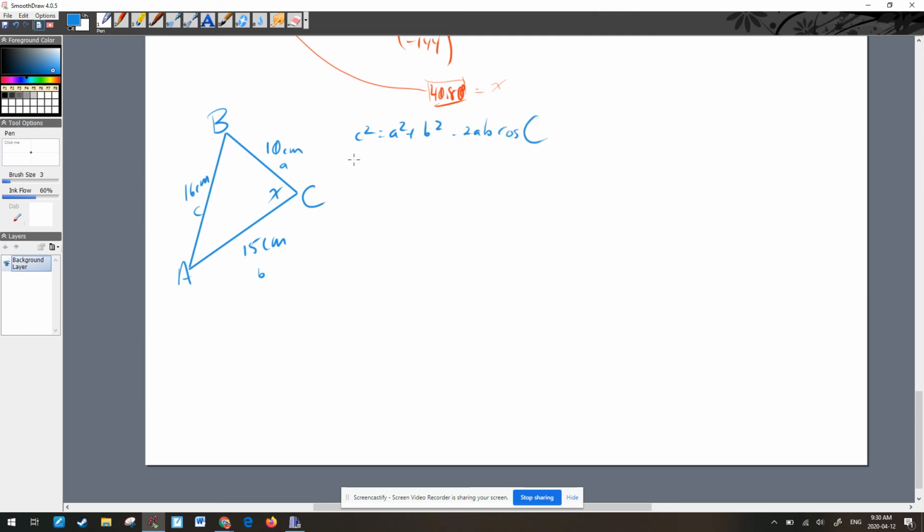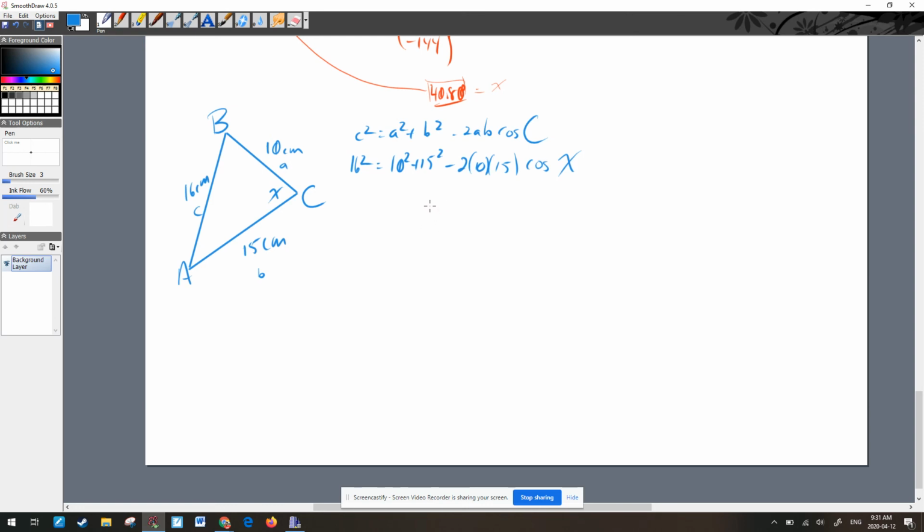So little c is going to be 16 squared is equal to 10 squared plus 15 squared minus 2 times 10 times 15 times the cosine of x. So it's a cosine of x because this is uppercase C and this is uppercase C. So there we go. Substitute everything in.